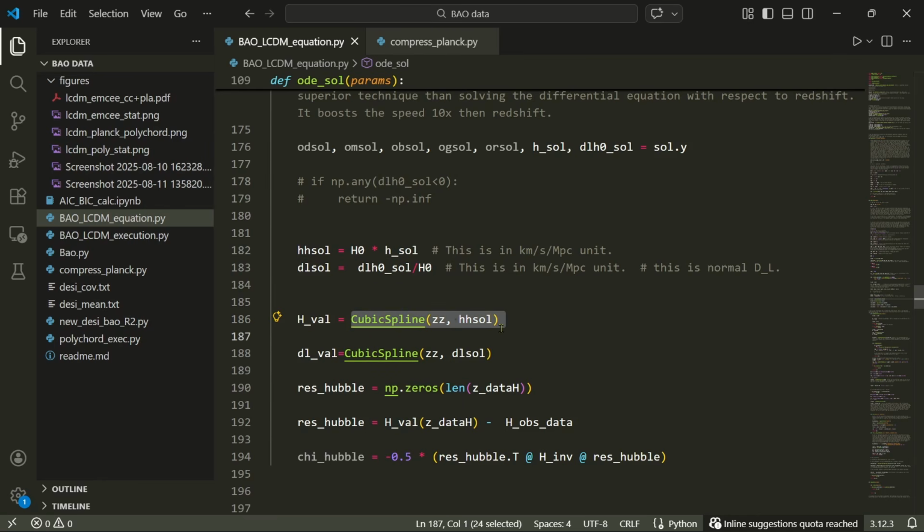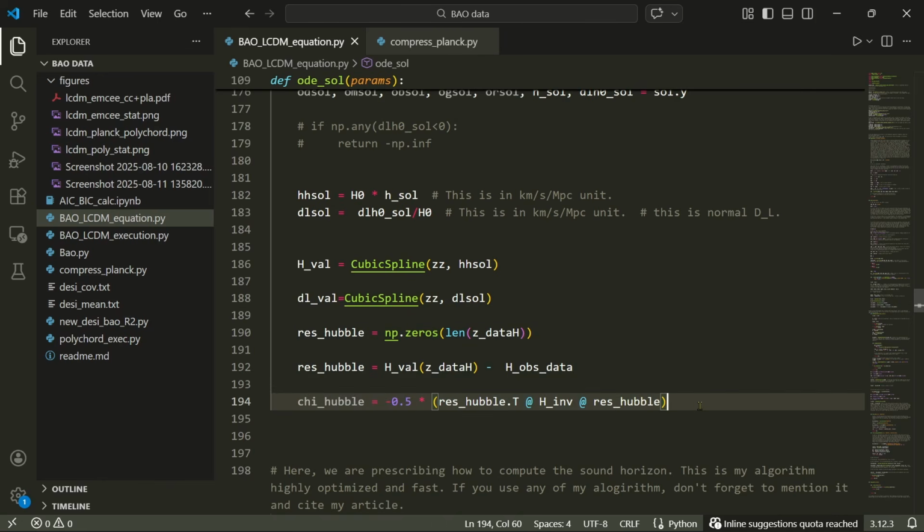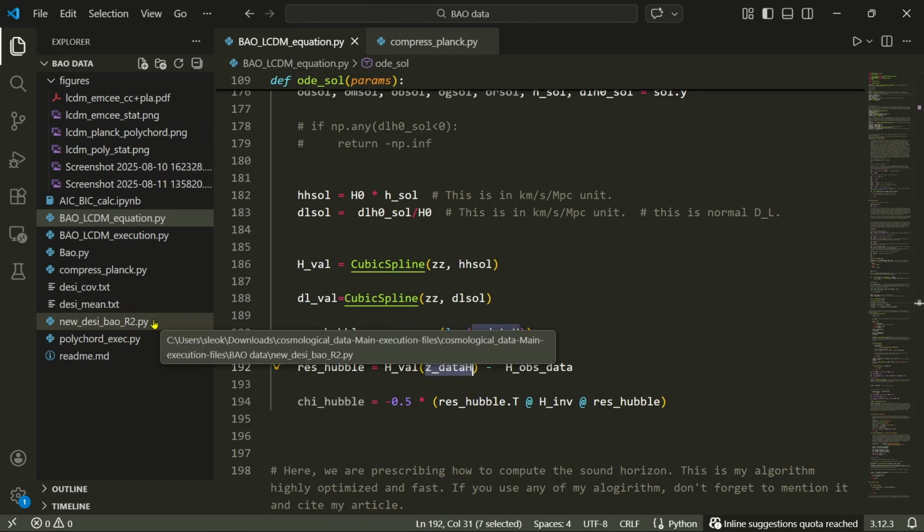Here it is basically giving you the continuous function, and for the continuous function I can just give you that, okay, what is the value of h at 0.1. It will simply give me that particular value. Similarly, I am interpolating using the cubic spline zz times zz and dl sol, right? Here I am computing the chi-square for Hubble value, Hubble data. What I have given is that h val is actually your theoretical value as well over here, and there is a s data, which is the part of your cc data, right?